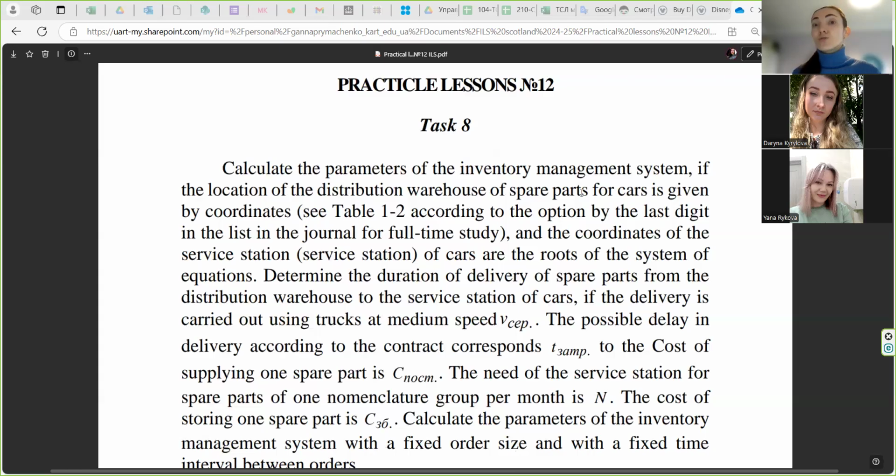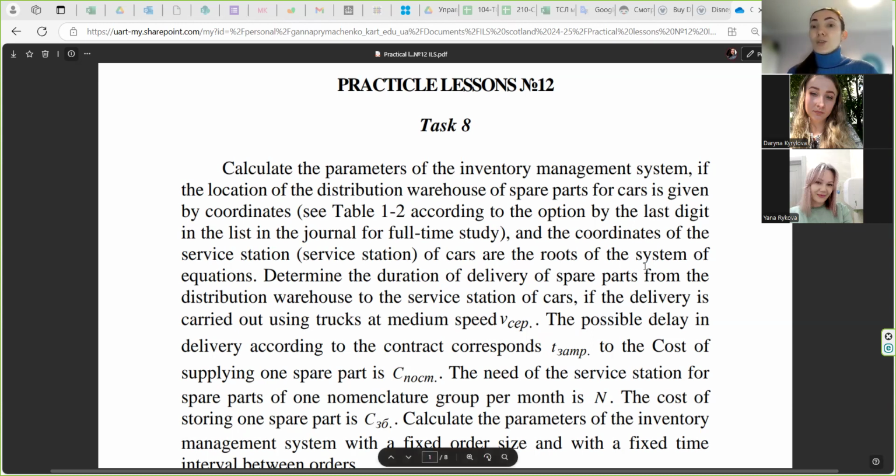So it is according to the option by the last digit in the list in the journal of full-time study. So for full-time students, it is also for you. You know your variant by the list of students of your group. So the same variants which we used in previous tasks.